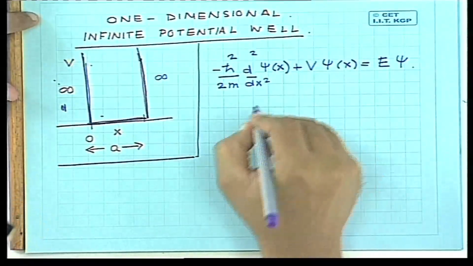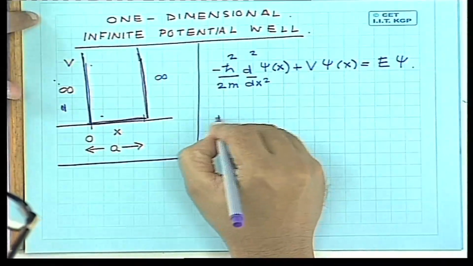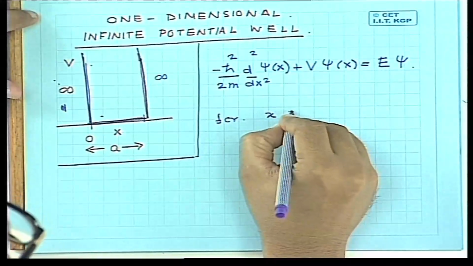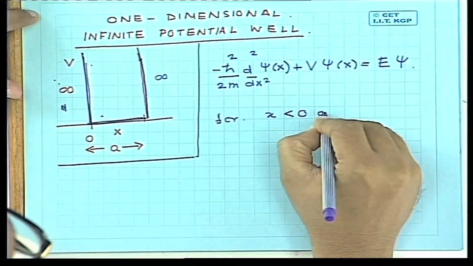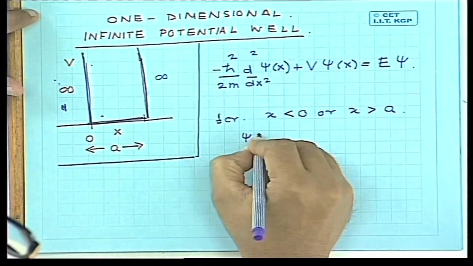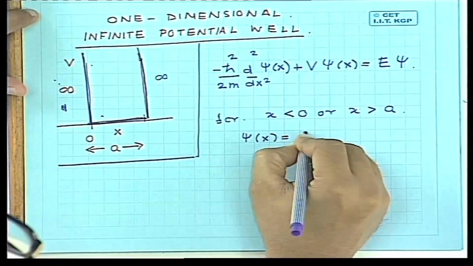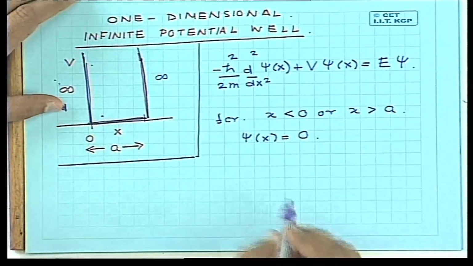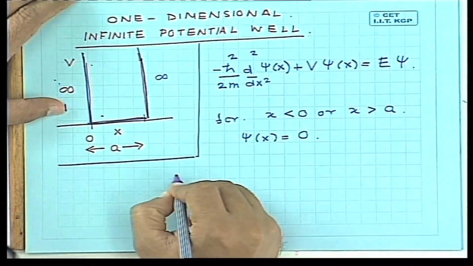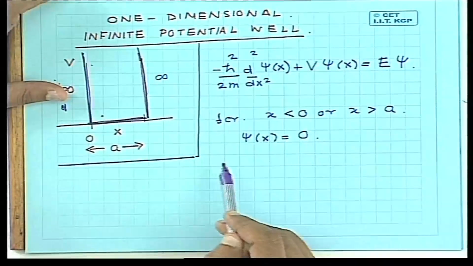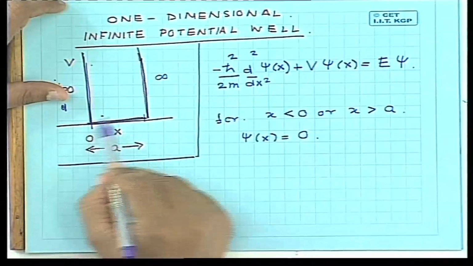So for x less than 0 or x greater than a, psi(x) is equal to 0, and we have to only be concerned with the solution in the region x going from 0 to a.